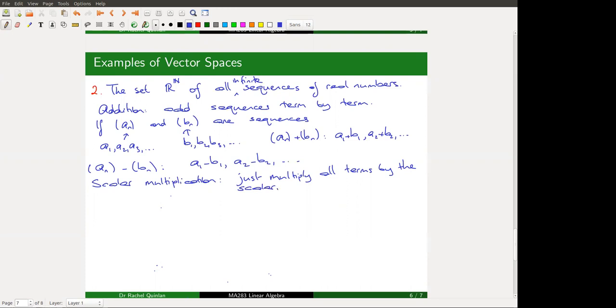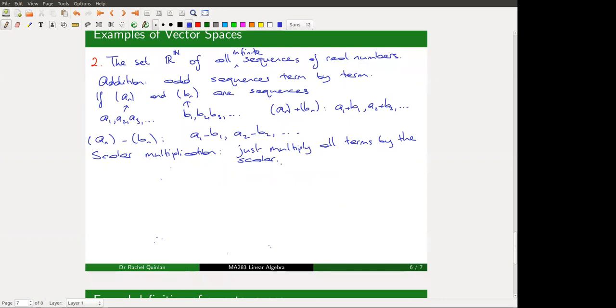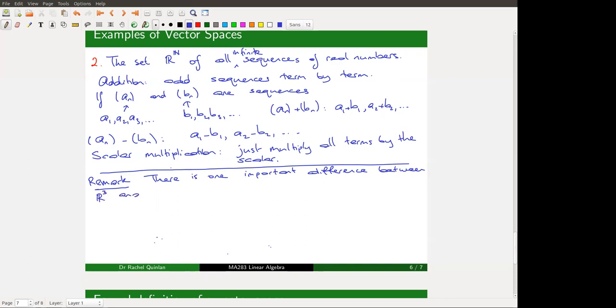I want to mention one thing about these two examples that we've met so far, which is a feature of them both, but it's something that's going to be important for us. So I'll just float it now and let you have a think about it. There is one important structural difference between these two vector spaces that we've met so far. So, a remark: there's one important difference from the point of view of the theory of linear algebra, the stuff that we care about when we do linear algebra, between the two examples that we met so far, which are R3 and R^N.